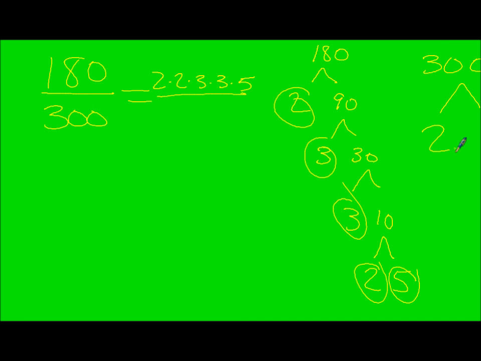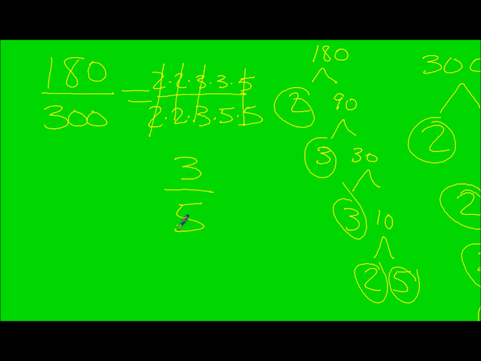Factors of 300 are 2 and 150. And we have 2 and 75. And I'll take a little shortcut here. 3 and 25. And 5 and 5. So the factors are 2, 2, 3, 5, 5. So we can cancel out where we can. 2's, 2's, 3's, 5's. You end up with 3/5.